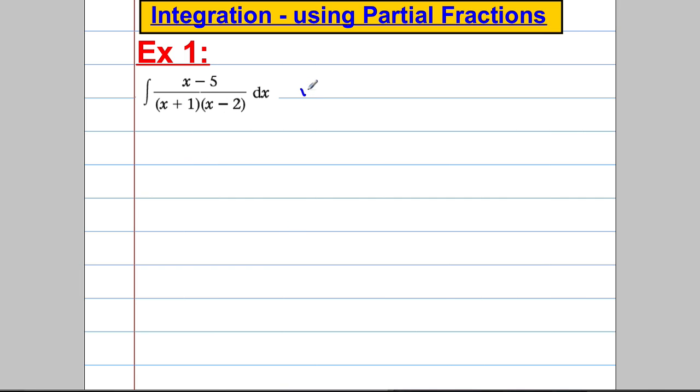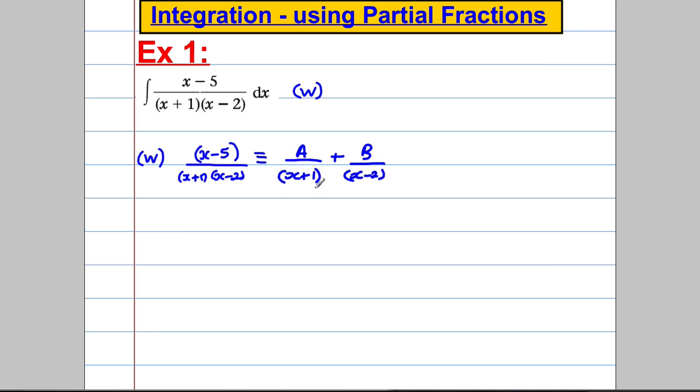So as working, we're going to write this in partial fractions. So this is not integrating, this is working. So we have x subtract 5 over x add 1, x subtract 2. The partial fraction form of that is linear on top, quadratic on bottom, so I get a number over the first factor plus another number over the second factor, like that.